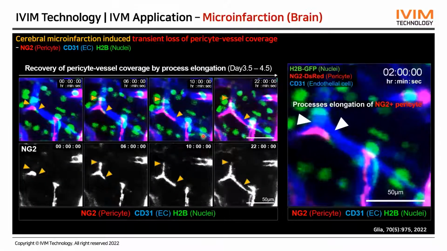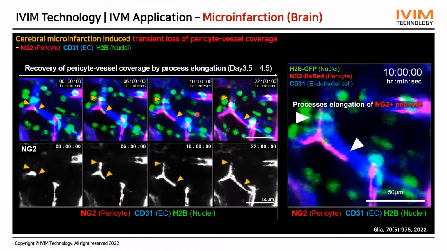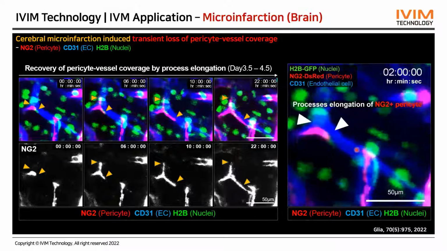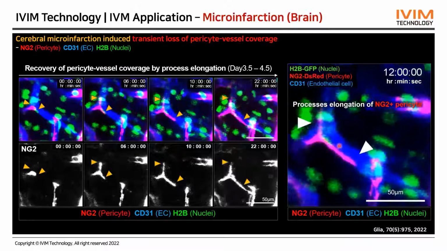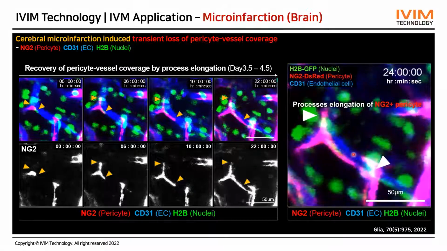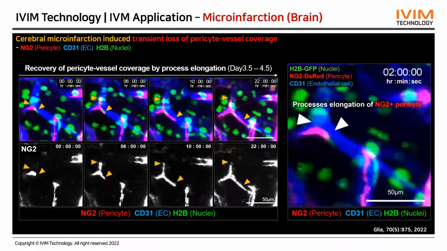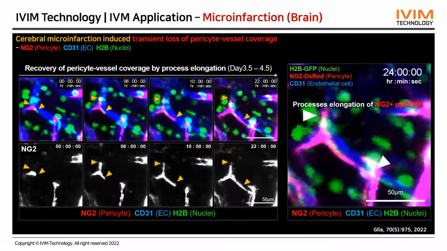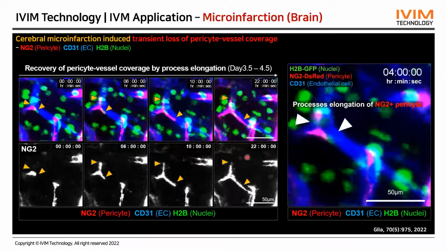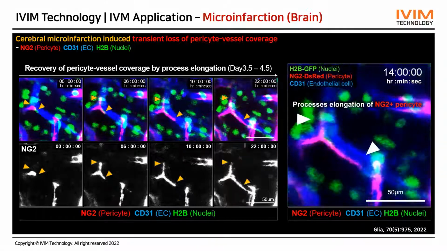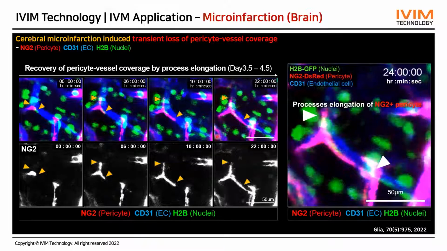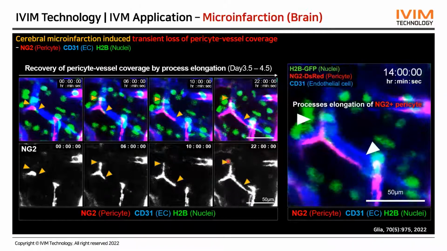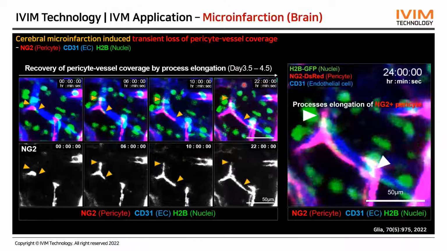To observe the cell-level dynamics in the recovery of pericyte coverage, time-lapse intravital imaging of the NG2-positive pericytes expressing GFP in their nuclei was performed for 24 hours, starting from 3 days after microinfarction. The proliferation of the pericytes and their elongation along the vessels were clearly visualized, suggesting that both processes contributed to the recovery of pericyte coverage from day 3 to day 5 after microinfarction.